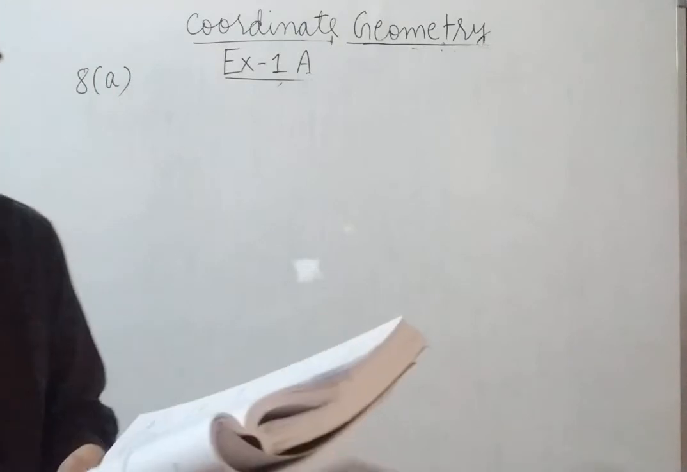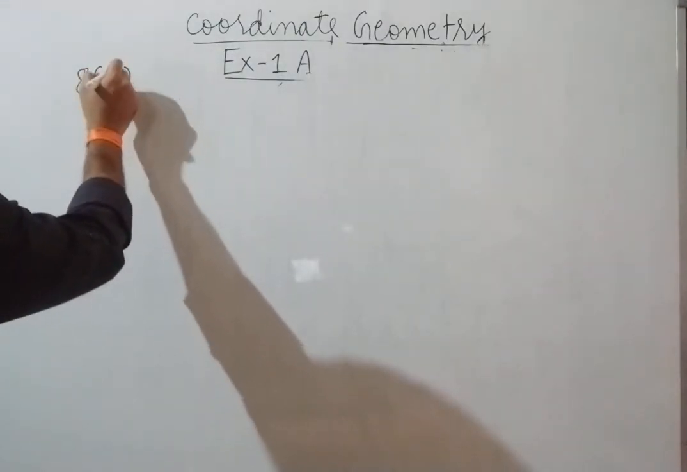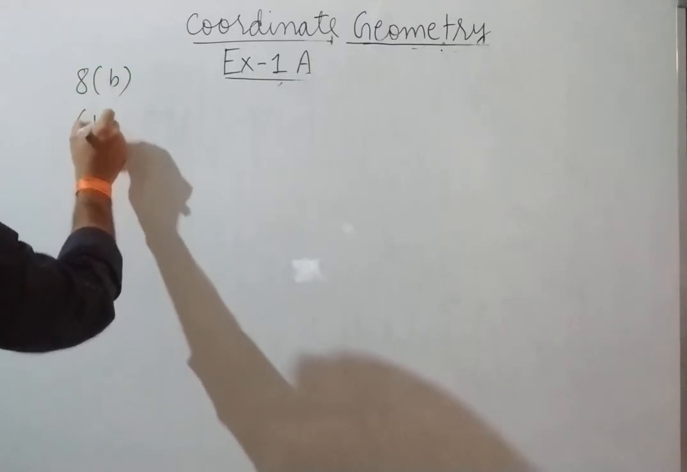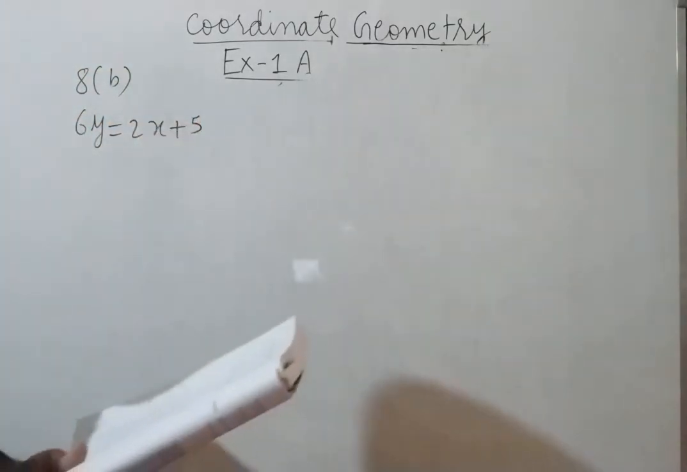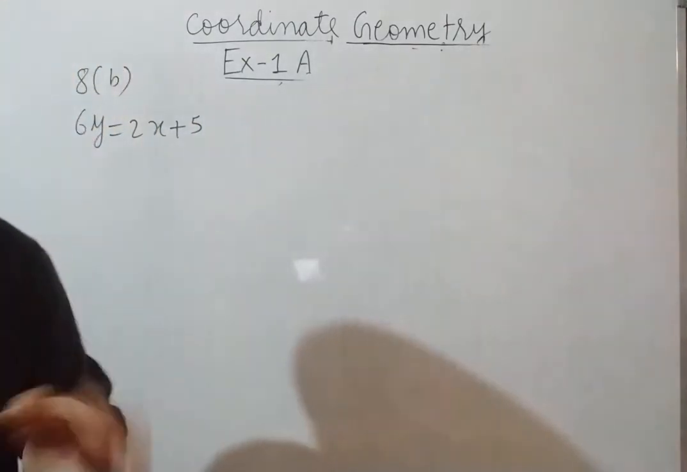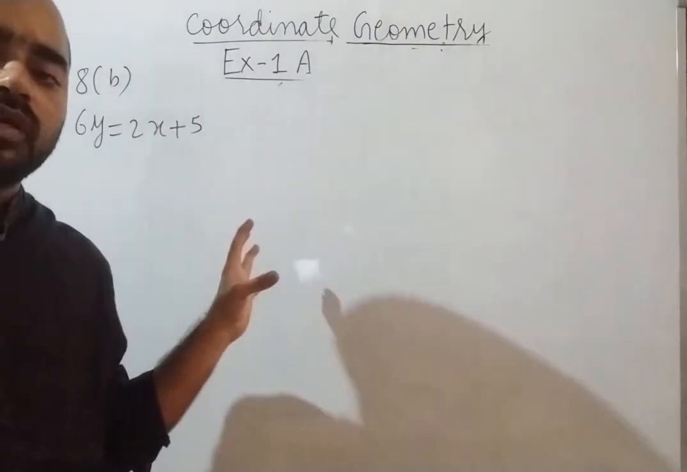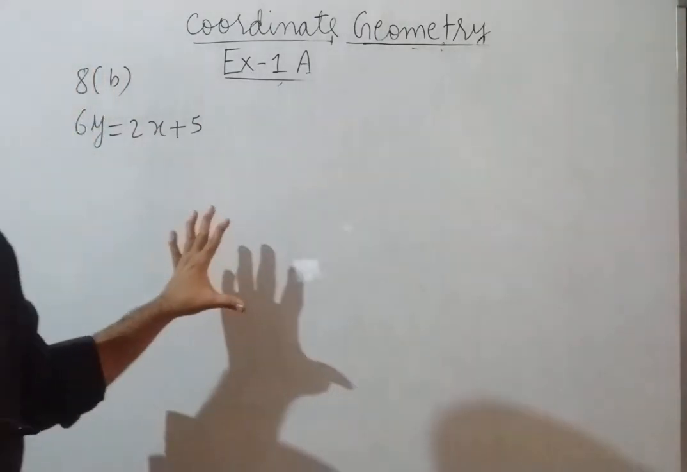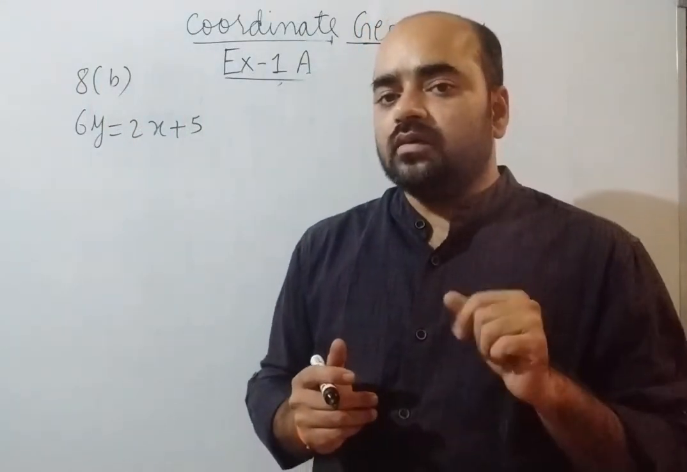So first, question number 8, B part. We are taking first 8, B part. Equation is 6y is equal to 2x plus 5. Correct? So what is the procedure for one equation or 2 equation? First we will calculate the value of y from the given equation. First step, we will calculate the value of y from the first equation.